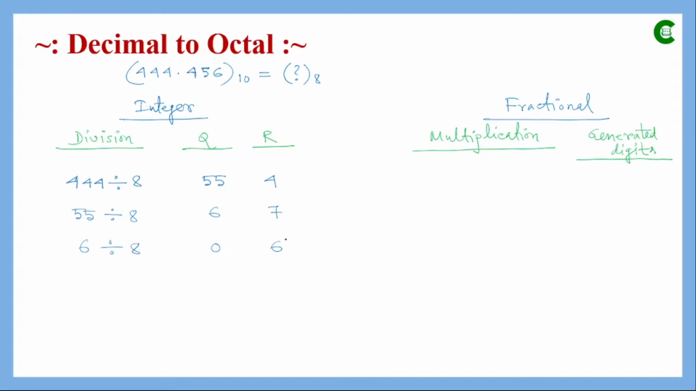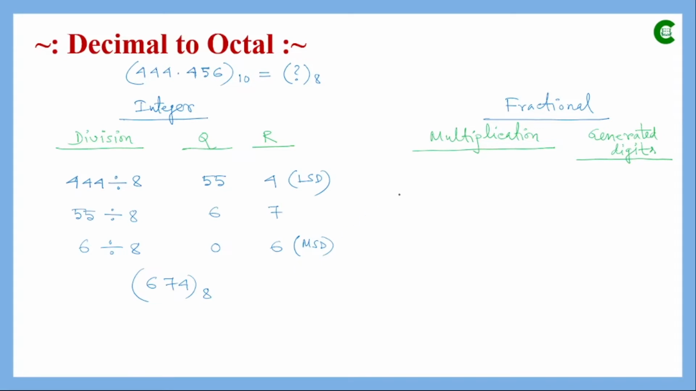So what we have seen in the previous example, this was our MSB, or here the most significant digit, MSD, and this will be our least significant digit. So the integer part in octal number system we will write this way, 674. So this will be in octal number system.